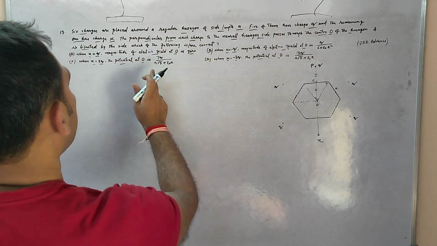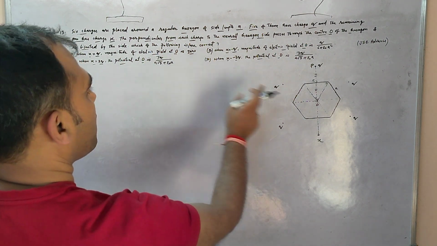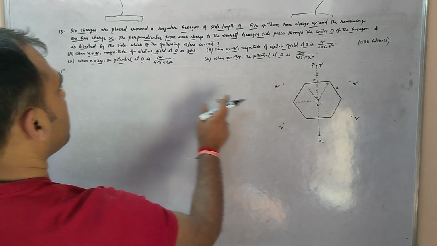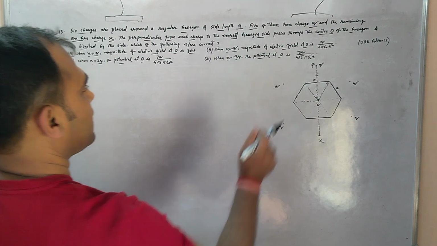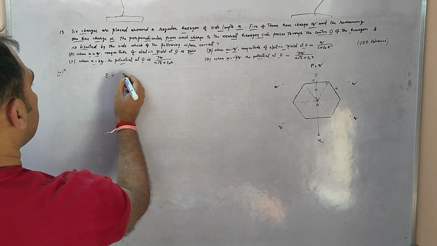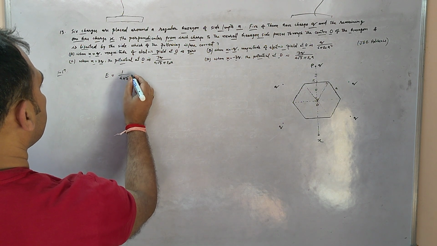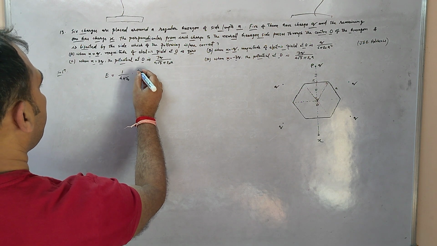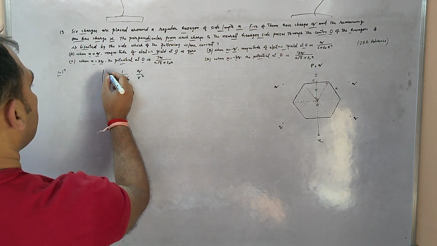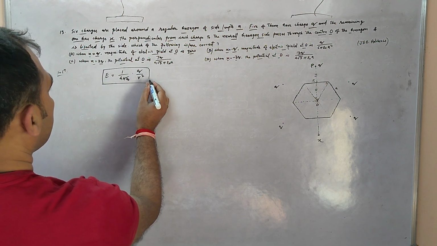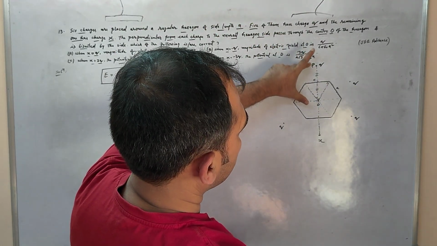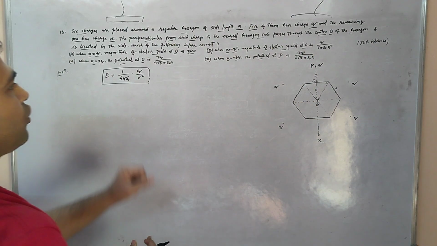Here given values of X, it is asked: electric field at O, here at the center O, and potential at O. So we know the electric field due to a point charge is 1 upon 4 pi epsilon naught Q by R square at a point that is at a distance of R. For this point charge, R is equal to OP.